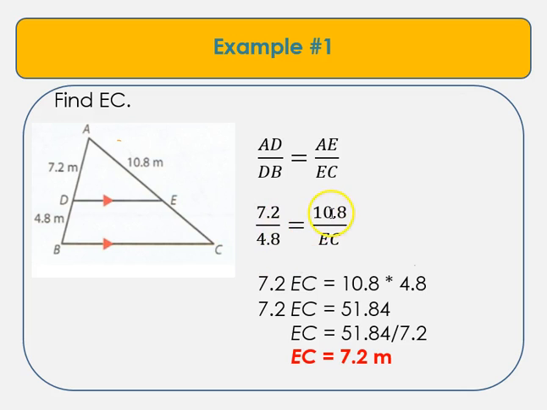We substitute the known values and then we use algebra. So 7.2 EC equals 10.8 times 4.8. That equals 51.84. We divide both sides by 7.2, and EC is actually 7.2 meters. So fairly simple. The most difficult part of this will just be to set up the proportion properly.